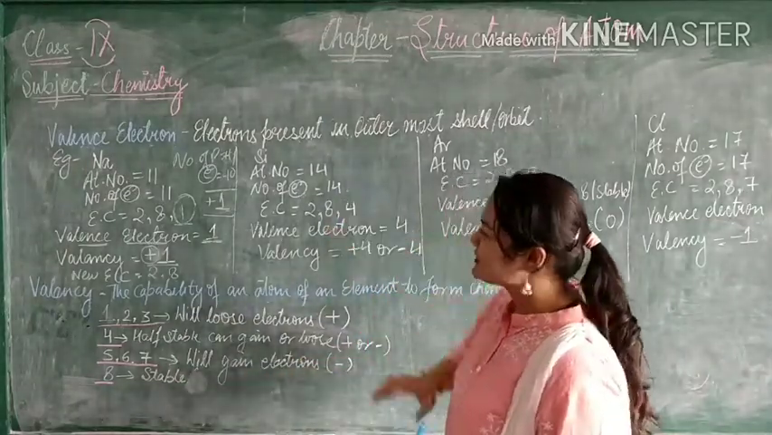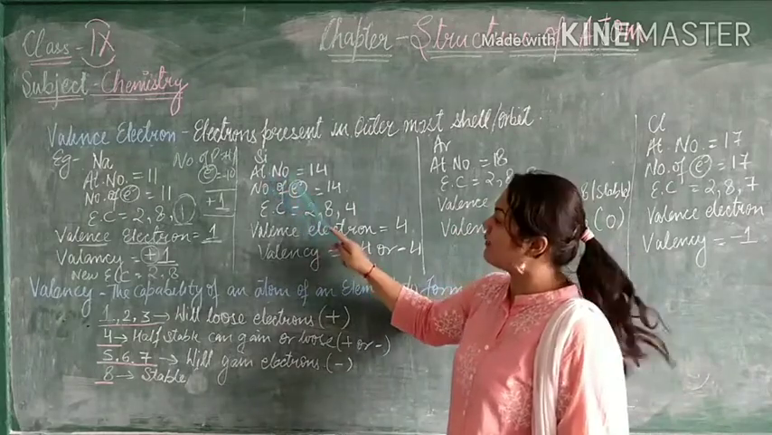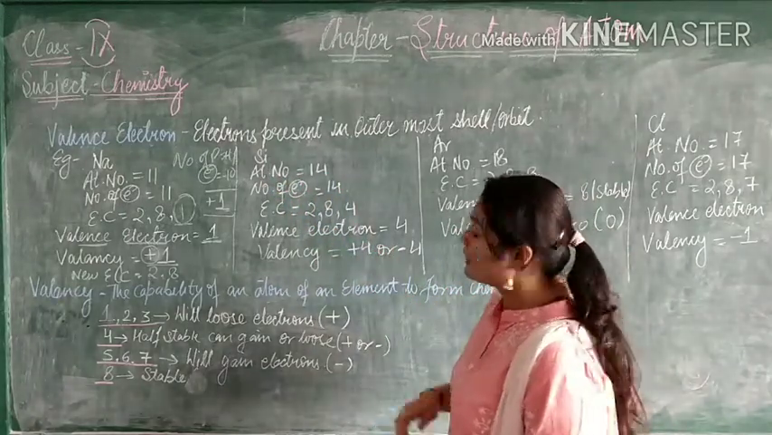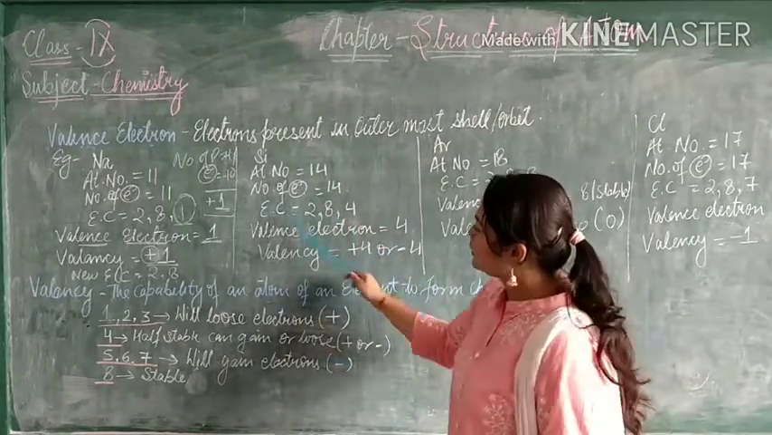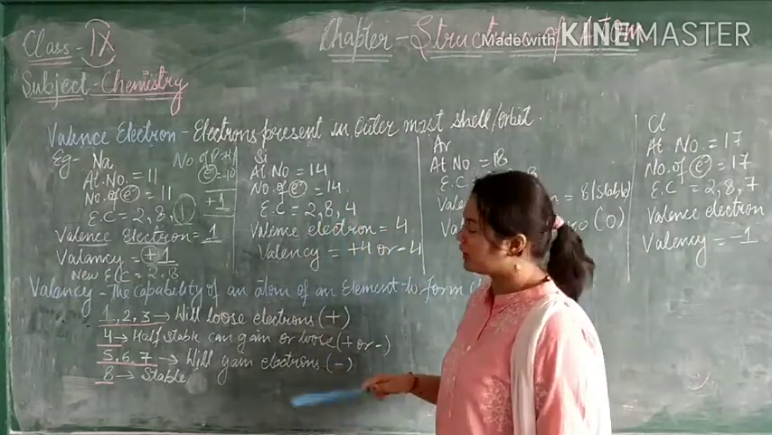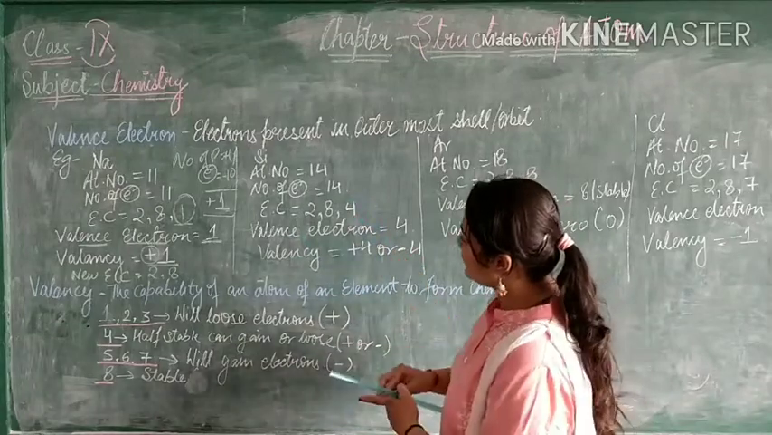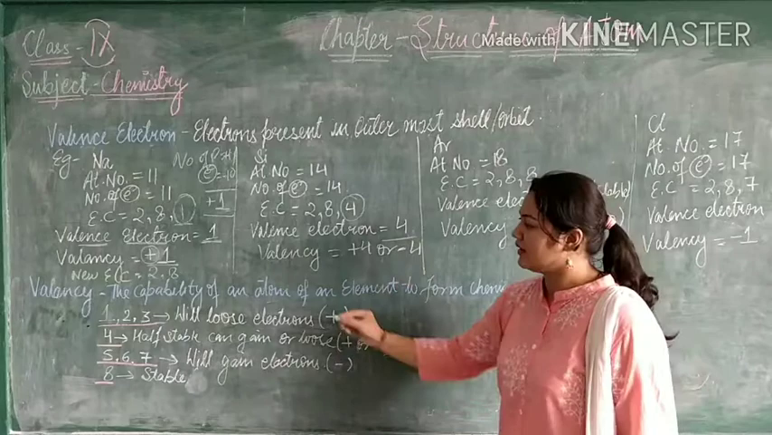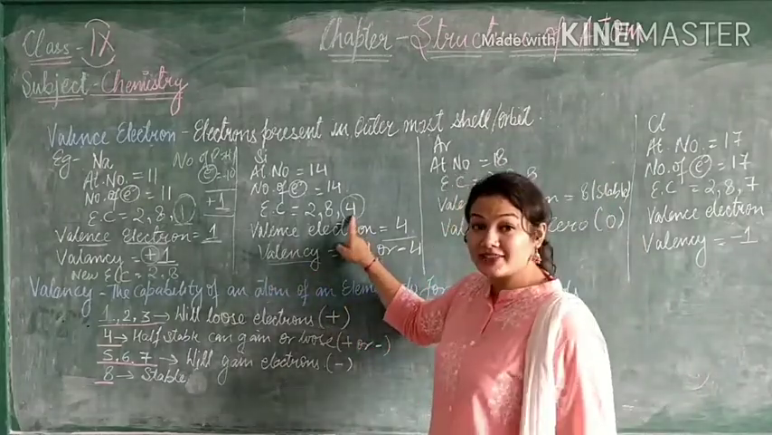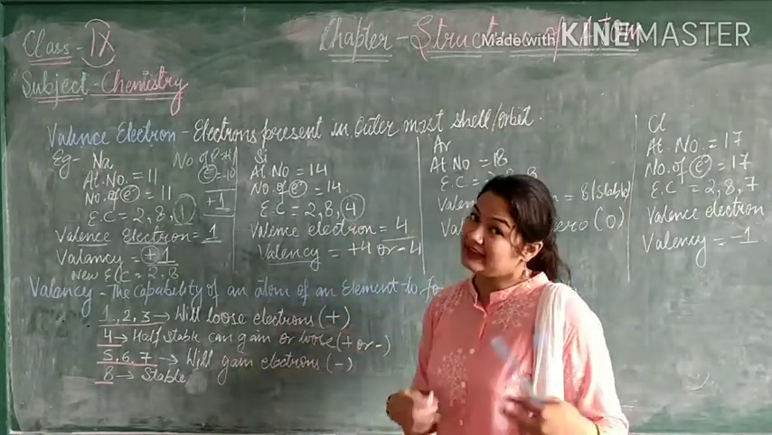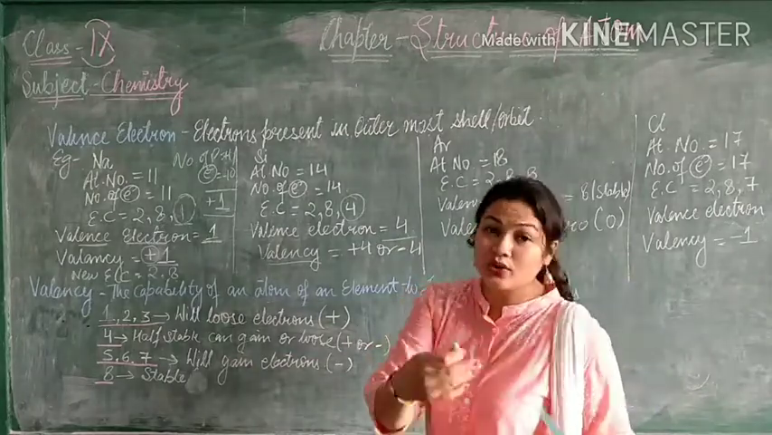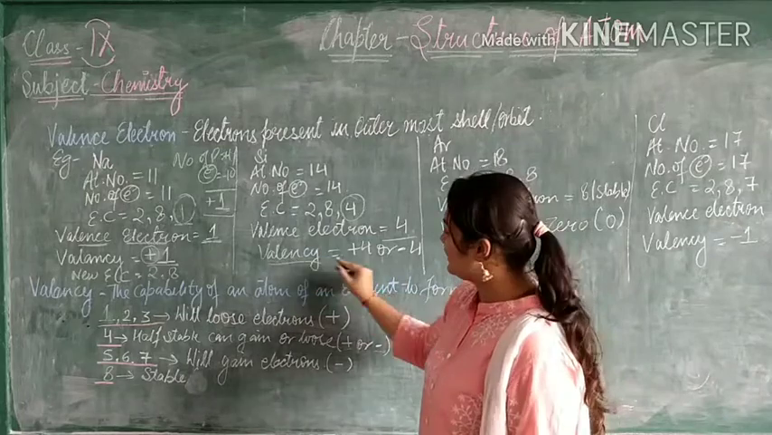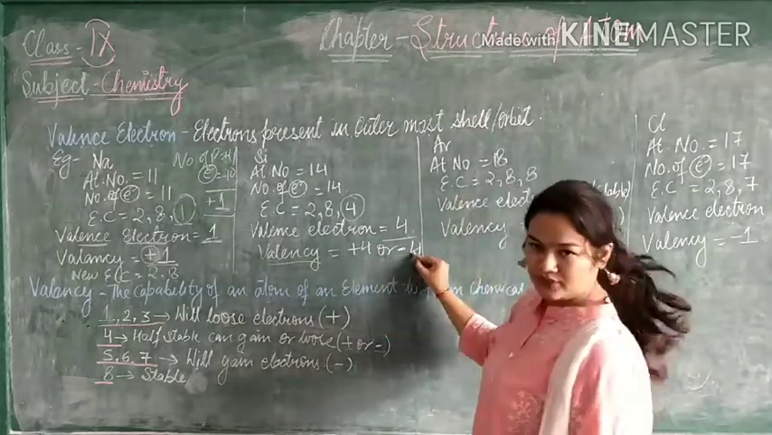Now let's talk about silicon. Silicon has atomic number 14. Number of electrons obviously 14, number of protons 14. Electronic configuration 2, 8, 4. Okay, valence electron will be 4, because in the last shell 4 is there. And what will be the valency? Now 4 has come. I told you it can gain, it can lose. So if it gains or loses, both signs will come, plus as well as minus. So the valency will be plus 4 or minus 4.